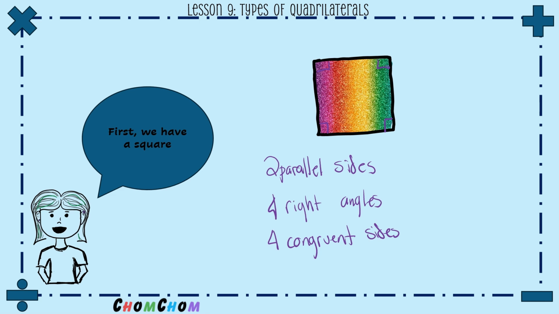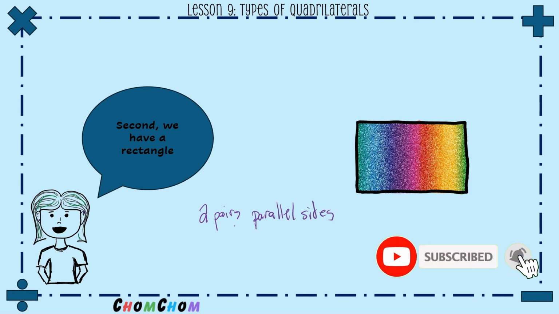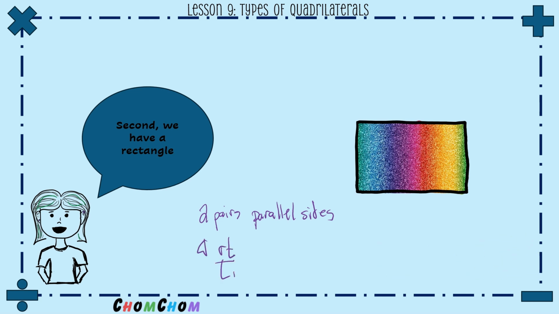All right, now let's move on to our next. Second, we have a rectangle here. Rectangles, much like squares, have 2 pairs of parallel sides. And they have 4 right angles again. RT is just shorthand for right. Oh, sometimes technology just technologies, am I right?